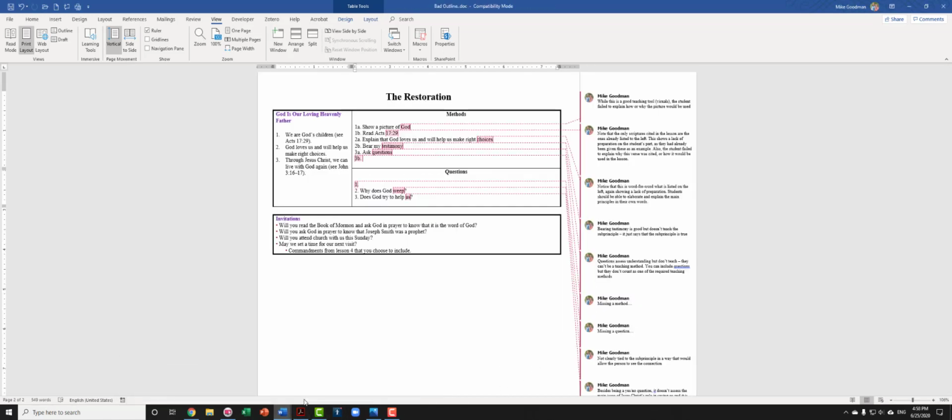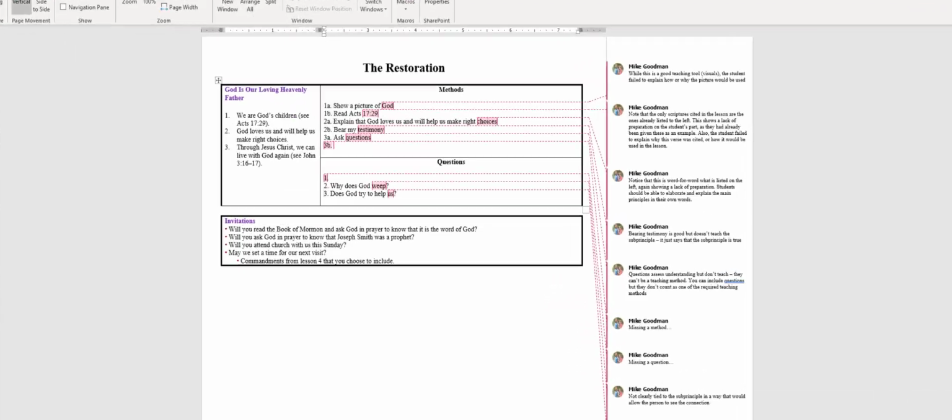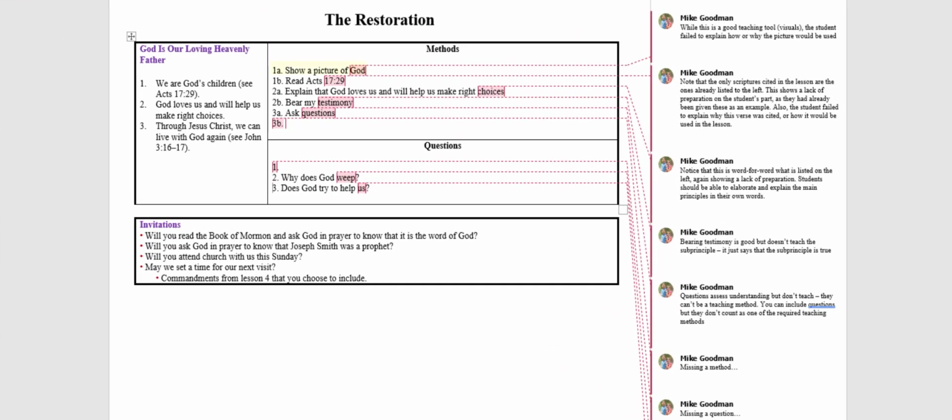Let me pull up what I'll call a bad example. Here are some problematic examples of teaching methods. So take a look at the first one. Show a picture of God. First, I'd love to know where you got that picture, but besides that, you'll want to be more specific about how showing that picture will teach the sub-principle. For example, I will show a picture of Jesus Christ to help my investigators understand that we are all created in God's image. Notice the focus on the how and the why.